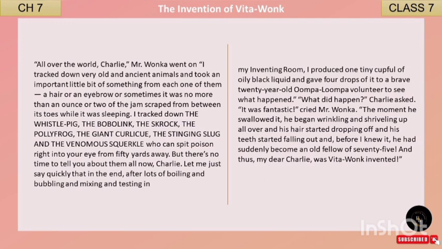Okay? He also tracked down, which means he followed. Okay? He followed the whistle pig, the bobo link, the scrock, the polyfrog, the giant curlicue, the stinging slug, and the venomous squircle. Now, a little description is given about the venomous squircle. It is an animal which spits poison right exactly in your eye, even from 50 yards away. But there is no time to tell you about all these things, Charlie.